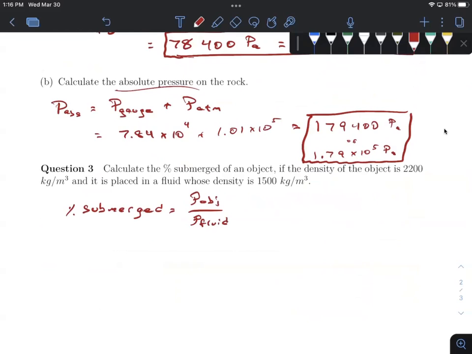In this case, I want to find the percent submerged. So this is really easy. I don't have to do any algebra. All I have to do is plug my numbers in, making sure my units are okay, that I'm not having some weird units somewhere.